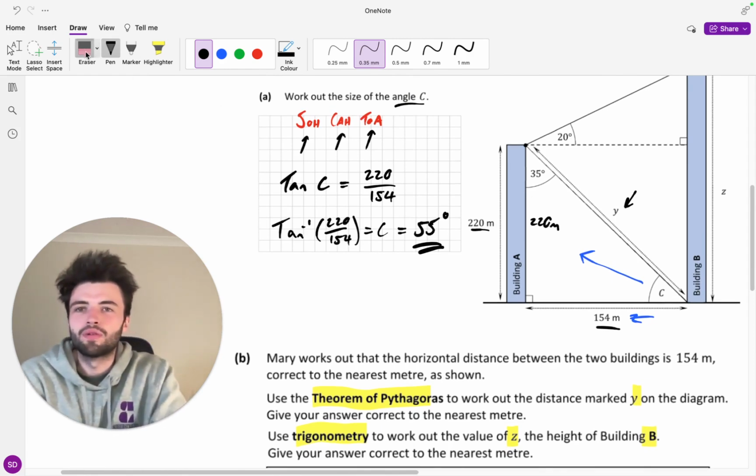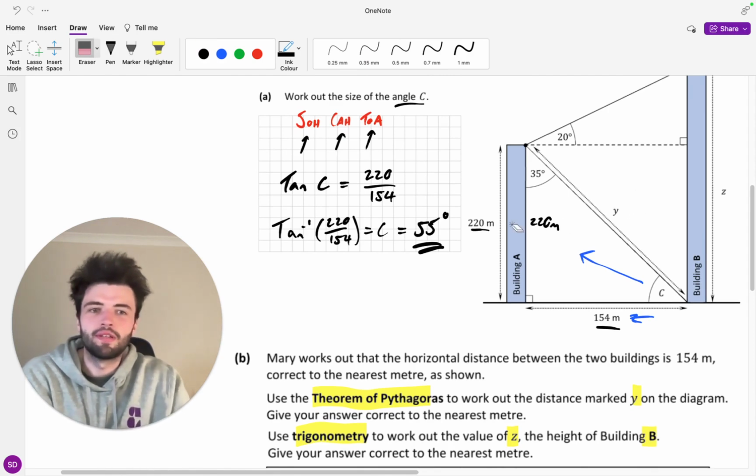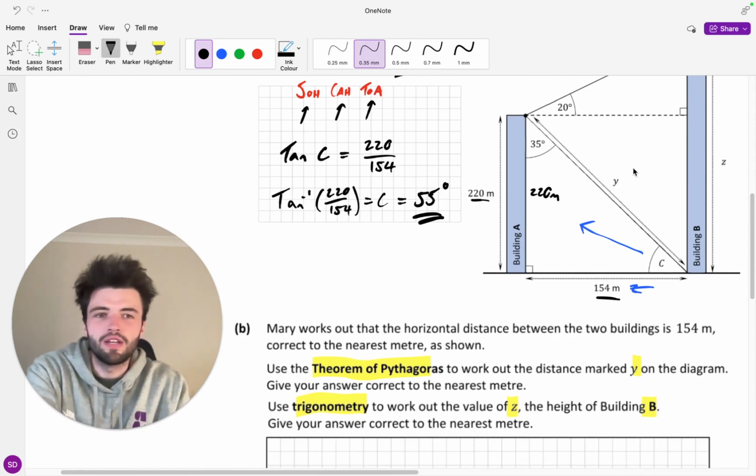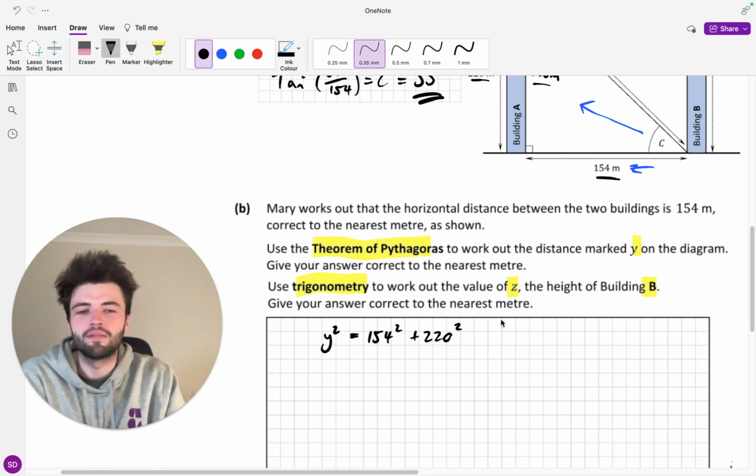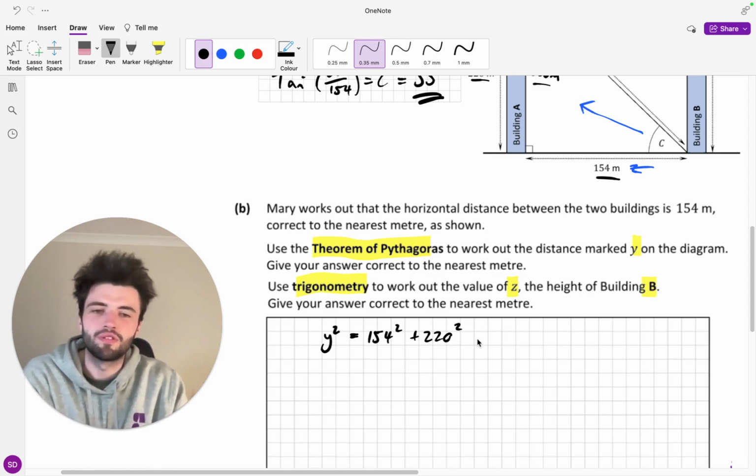So I'd always start with Pythagoras, because everyone loves Pythagoras and we're very used to using that. We can see that y here is going to be the hypotenuse of our triangle, and then the two sides in the triangle are going to be 220 and 154. And so we can set up an equation now where we say that y squared, or the hypotenuse squared, is going to be equal to 154 squared plus 220 squared.